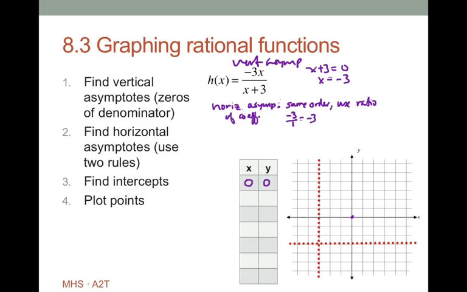So make a little t-chart and just start plugging in points relatively close to your asymptotes to get a sense of what the curve looks like. So I'll plug in 1 and see what I get. I get negative 3/4. Negative 2 gives me 6, so that's looking like the curve for that graph.